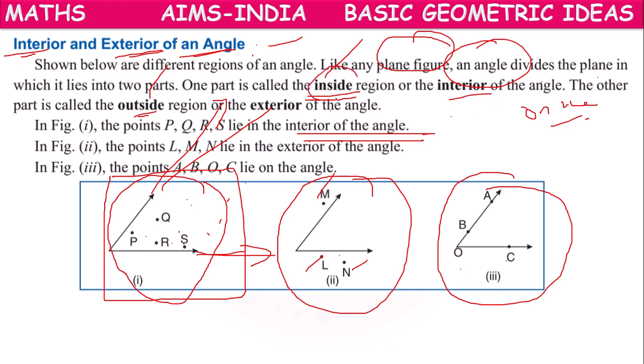So the inside part is called the interior of the angle. The outside part is called the exterior of the angle. The part on the angle is sometimes called the boundary. So like a plane figure, for an angle also we have interior, exterior and boundary parts.